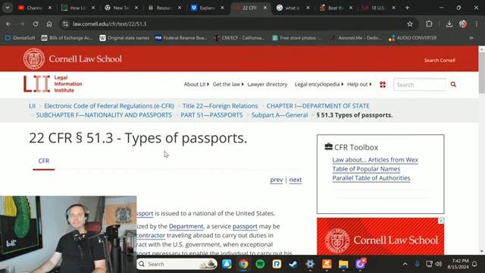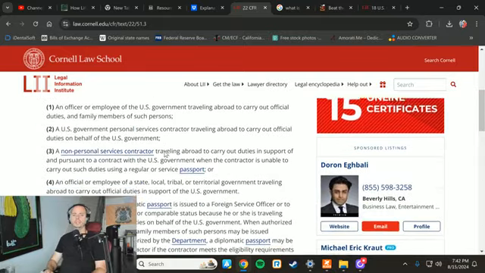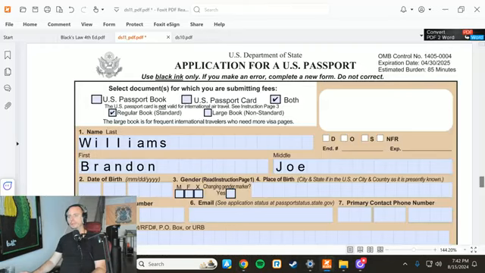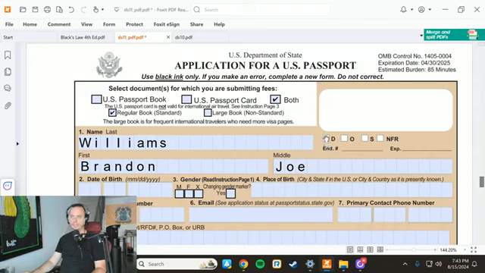22 CFR 51.3, types of passports. Service, official, diplomatic. They were talking about no fee regular up top of the passport. D for diplomatic, O for official, S for service, NFR for no fee regular. They're asking you, what kind of special passport would you like?